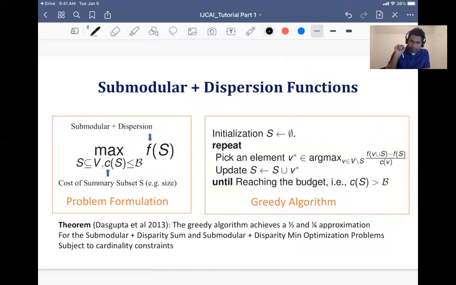Okay, there is a slight variant of the algorithm for f being submodular plus dispersion. Dispersion functions, for example the minimum pairwise distance function, are not submodular, but you can still combine them with a submodular function and get a constant factor guarantee. It turns out that you can get a half and a 1/4 guarantee for submodular plus dispersion sum and submodular plus dispersion min optimization problems. This was a very nice result by Dasgupta et al., 2013.